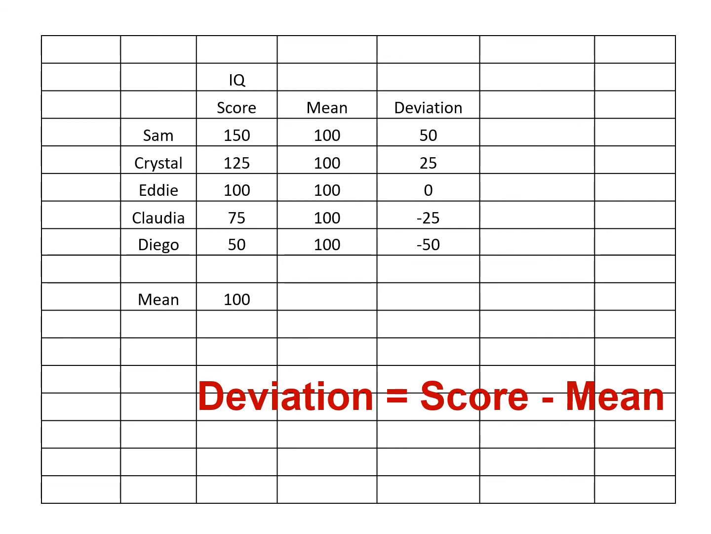Here are the deviations. Now, if we look at Sam, he has a score of 150. 150 minus the mean of 100 gives us a deviation of 50. Diego had a deviation of minus 50. If we look at Diego's original score, he had a score of 50. 50 minus the mean of 100 gives us minus 50.